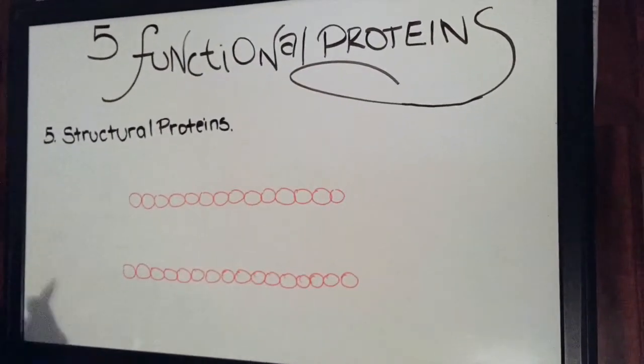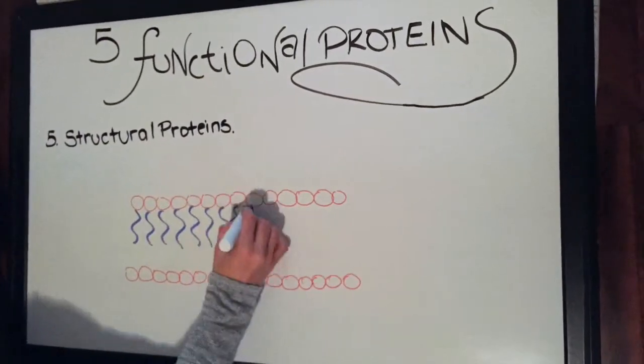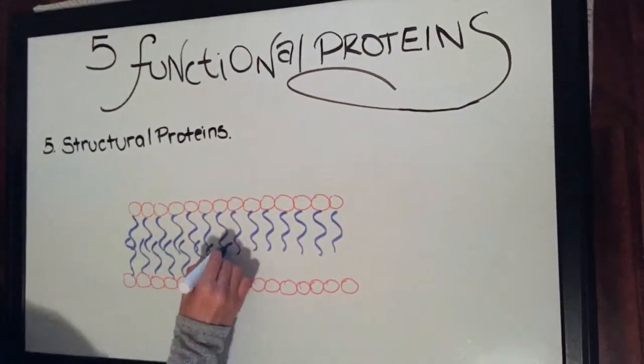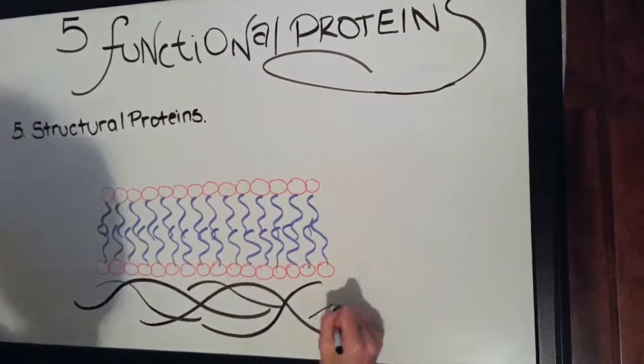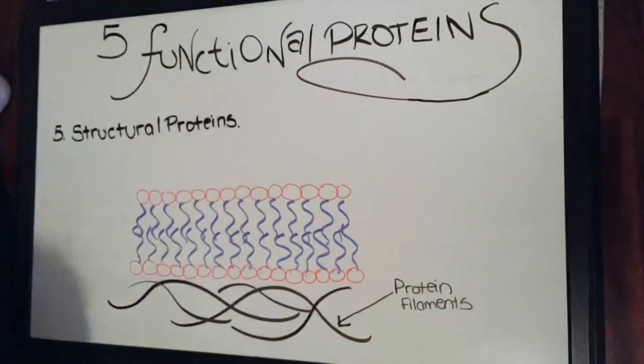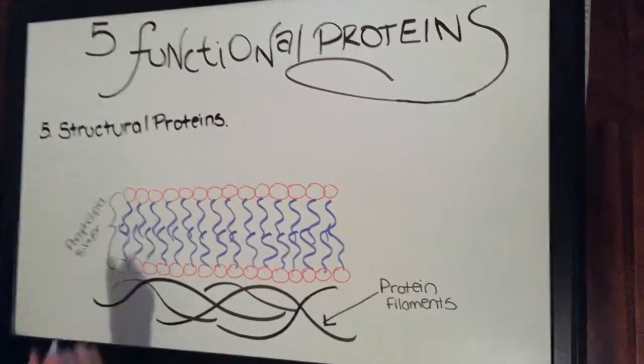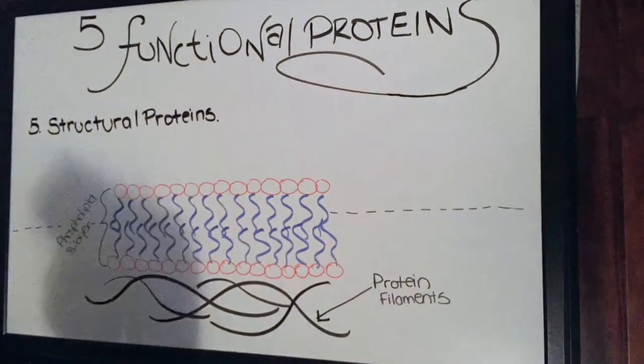The last functional membrane proteins are structural proteins. They are vital in the shape and structure of the cell. They not only attach to other proteins, they also anchor to cytoskeleton filament and create junctions with other cells.